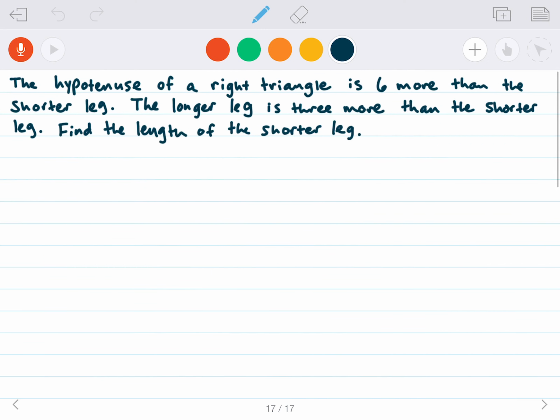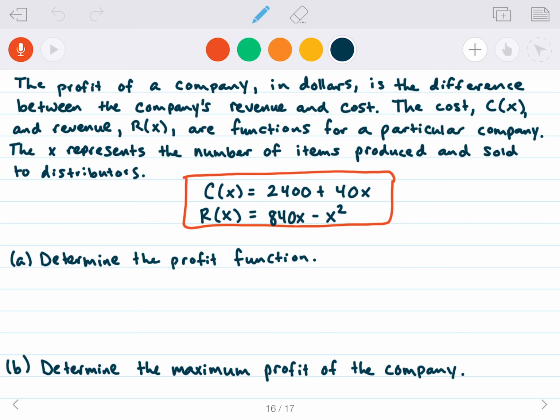Okay, let's do another example. This is for you business people. Profit, basically how much money you're making, is given by the money coming in minus how much it costs to make your products or keep the business going. So the profit is the difference between the company's revenue and the cost. The cost is represented by C of x in this problem, and the revenue is represented by R of x. Again, revenue is how much money is actually coming in, and C of x is what it costs you to run the company.